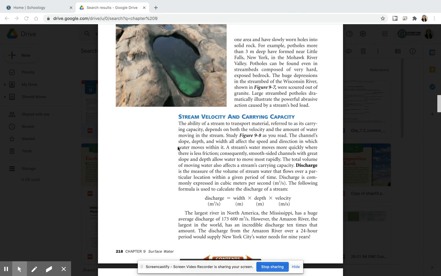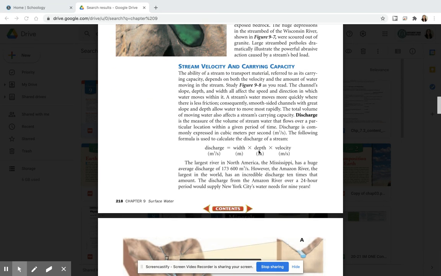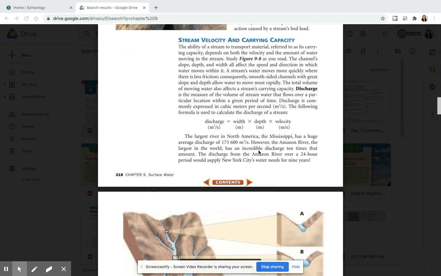For example, potholes more than 3 meters deep have formed near Little Falls, New York, in the Mohawk River Valley. Potholes can be found even in stream beds of very hard exposed bedrock. The huge depressions in the stream bed of the Wisconsin River, shown in Figure 9.7, were scoured out of granite. Large stream bed potholes dramatically illustrate the powerful abrasion caused by a stream's bed load. Stream velocity and carrying capacity.